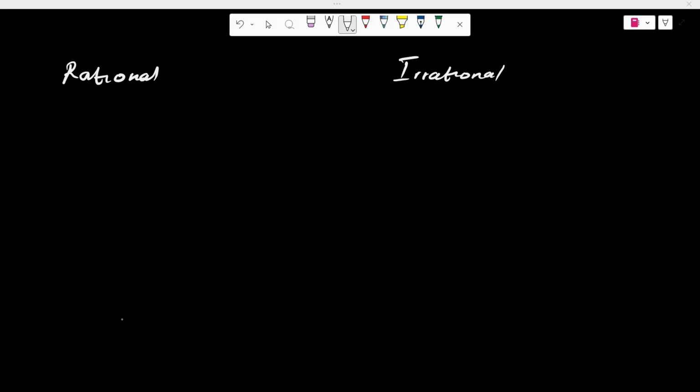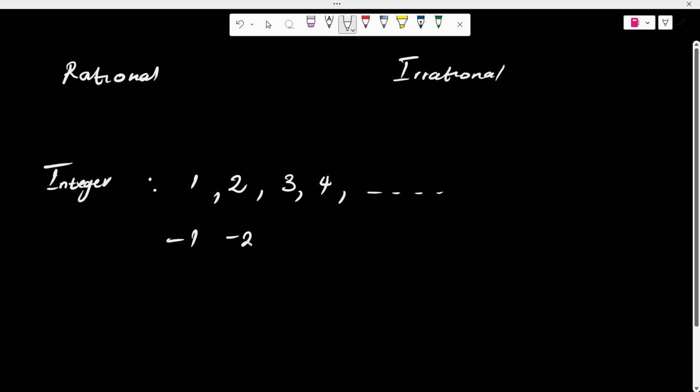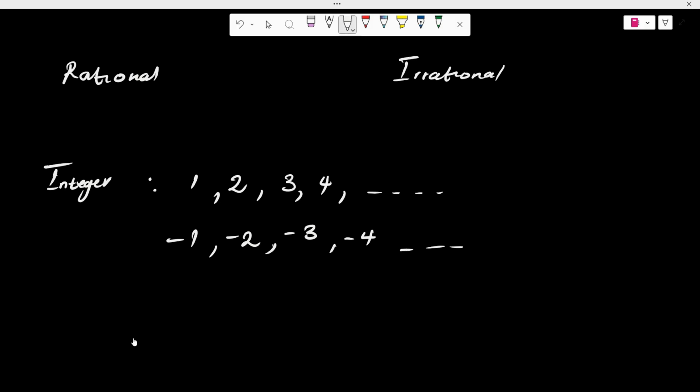Well, in that case, what is an integer? An integer is a number that is not a fraction, but it's a whole number. It could be 1, 2, 3, 4, and so on, as long as the number is not a fraction. And an integer can be a negative number as well: -1, -2, -3, -4, and so on, as long as the number is not a fraction.